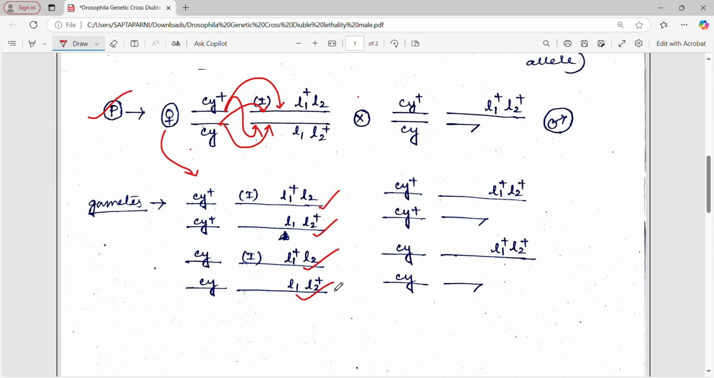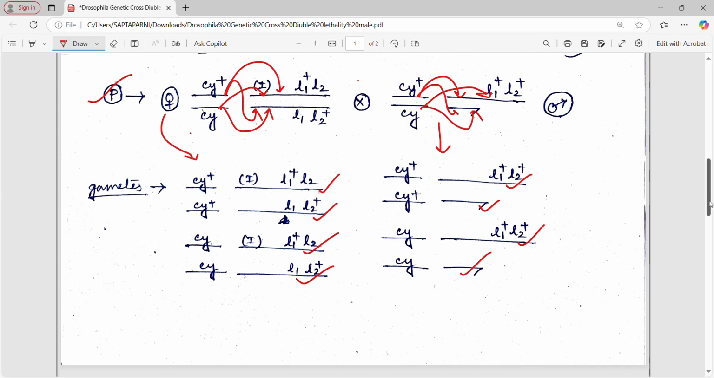From the father we can also get four types of gametes: CY plus and X chromosome, CY plus and Y chromosome, CY and X chromosome, and CY and Y chromosome.